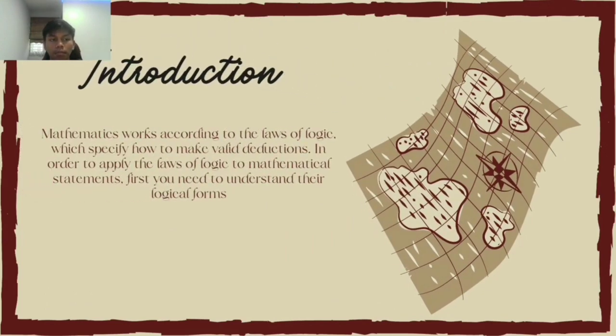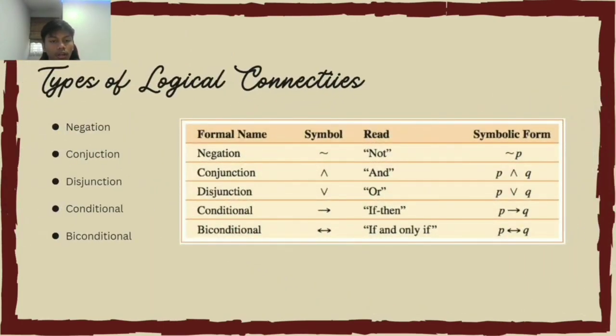Mathematics works according to the laws of logic, which specify how to make valid deductions. In order to apply the laws of logic to mathematical statements, first you need to understand their logical forms. These are the 5 logical forms or logical connectives: negation, conjunction, disjunction, conditional and biconditional. When applying laws of logic in maths, we will use these 5 symbols.